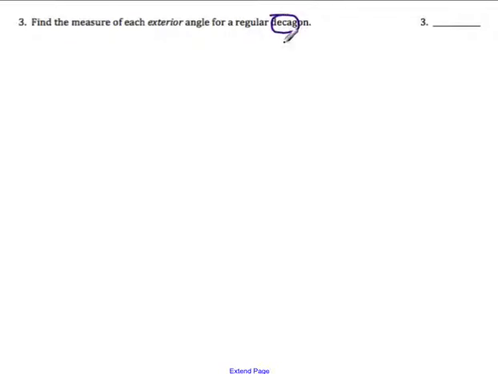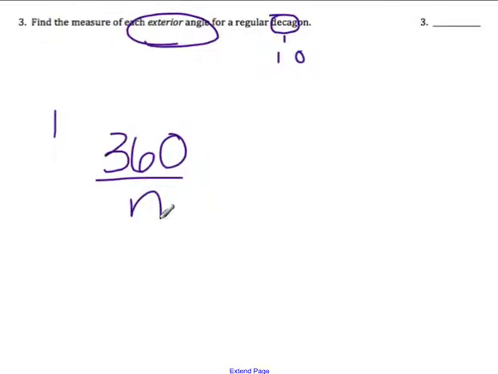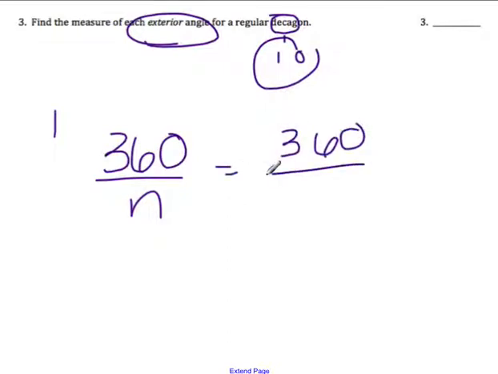Again, looking at that chart on the back side of Notes 1, a decagon means 10. For the exterior angle, the formula is to just take 360 and divide it by n. That's the formula given to us on our sheet. Well, we know our n is 10, so we're going to do 360 divided by 10. When you do that, you get 36 degrees. So the measure of each exterior angle is 36 degrees.